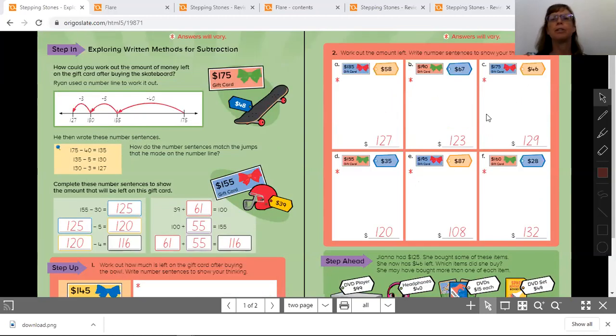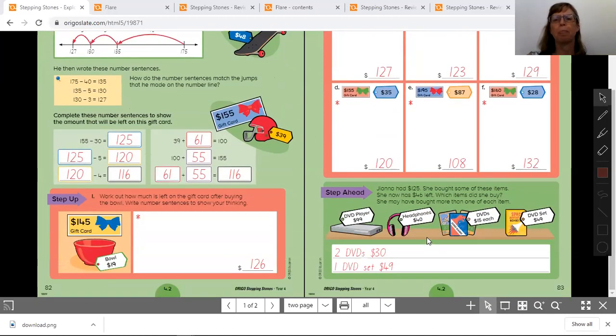And now we have got 185 take away 58, and I'll go through those answers just quickly because you could have used several different methods, and I won't go through each of those. So the answer to 2A is 127, 2B is 123, 2C is 129, 2D is 120, 2E is $108, and 2F is $132.